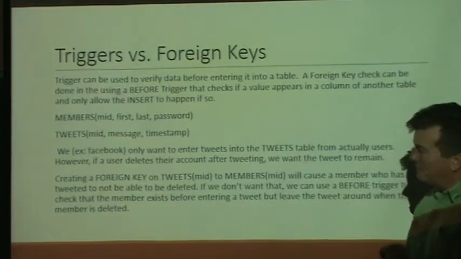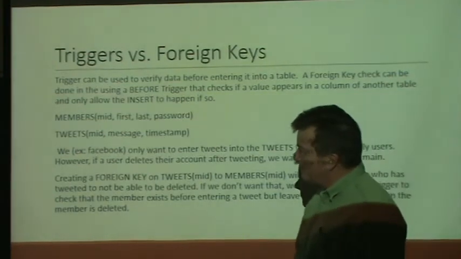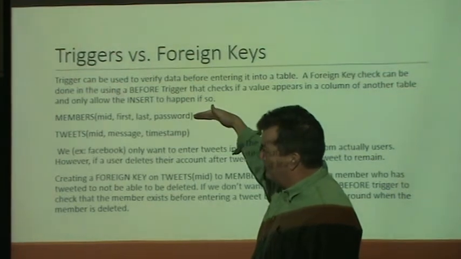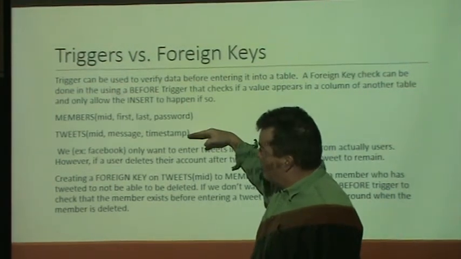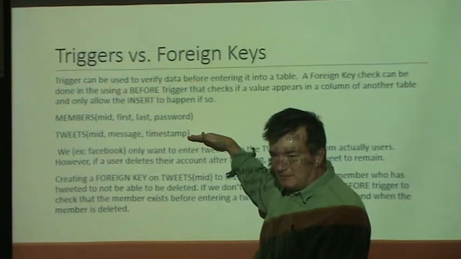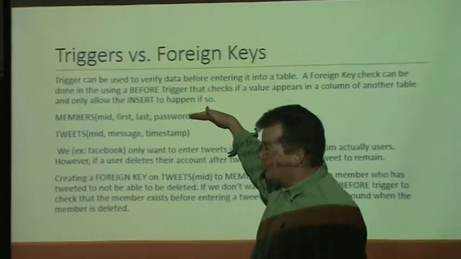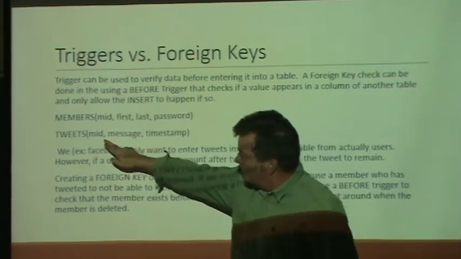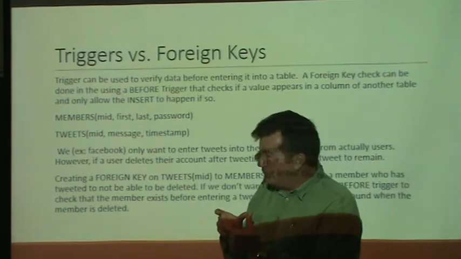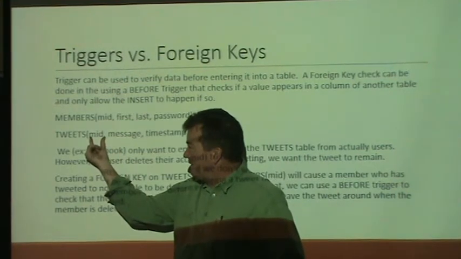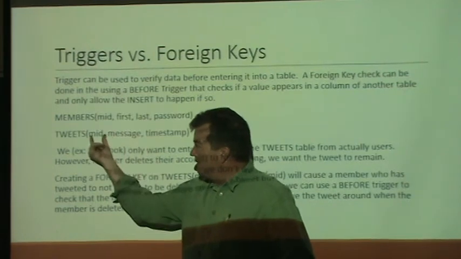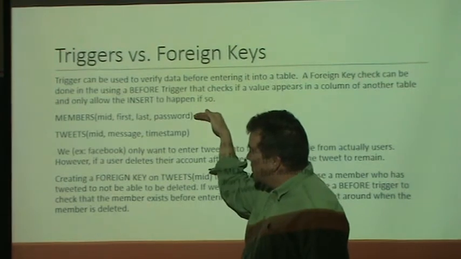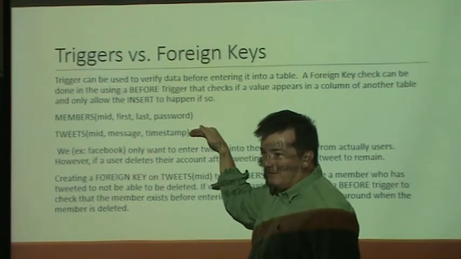Now, if you set up something as a foreign key, and you go to delete that member from the members table, but they've made a number of tweets, what would happen if you went to delete a member when this tweets table was created with a foreign key? I can only put rows in this table if this member ID exists in the members table. So when I go to delete the person, what would happen in our database?